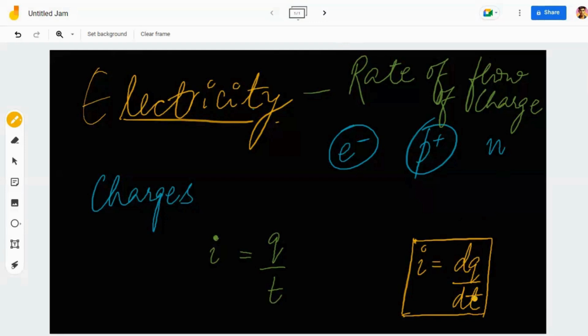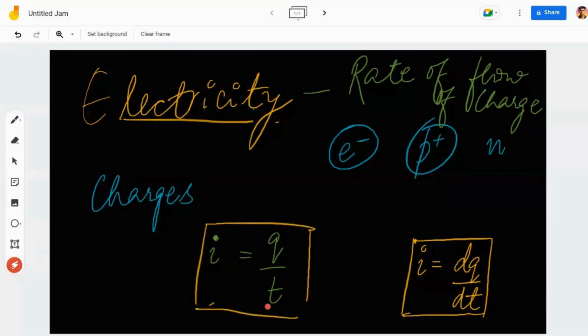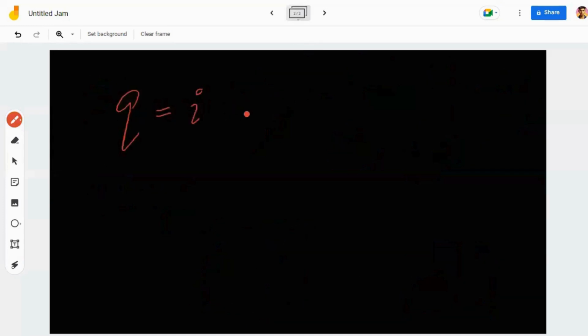So I is dq by dt. In short, you don't have to focus on this as of now. You just focus on this right now: I is equal to Q by T, and Q is equal to I T. If you send this to the right side, you will get charge. If you have to find out the charge, it is nothing but I cross T.